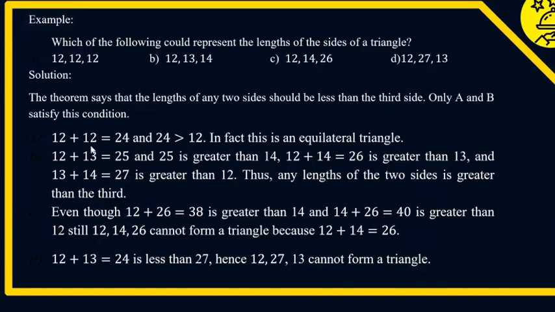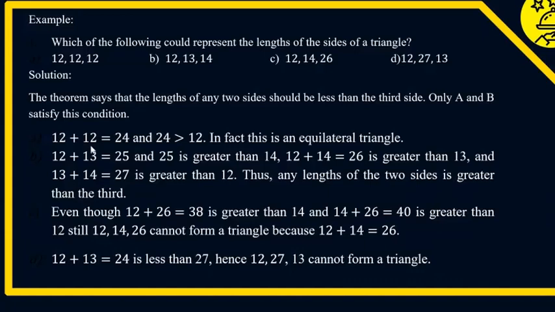So letter B, we have 12, 13, 14. 12 plus 13 is 25, and 25 is greater than 14. 12 plus 14 is 26, which is greater than 13. And 13 plus 14 is 27, and 27 is greater than 12. Therefore, the sum of the lengths of any two sides is greater than the third side. It can be a triangle.